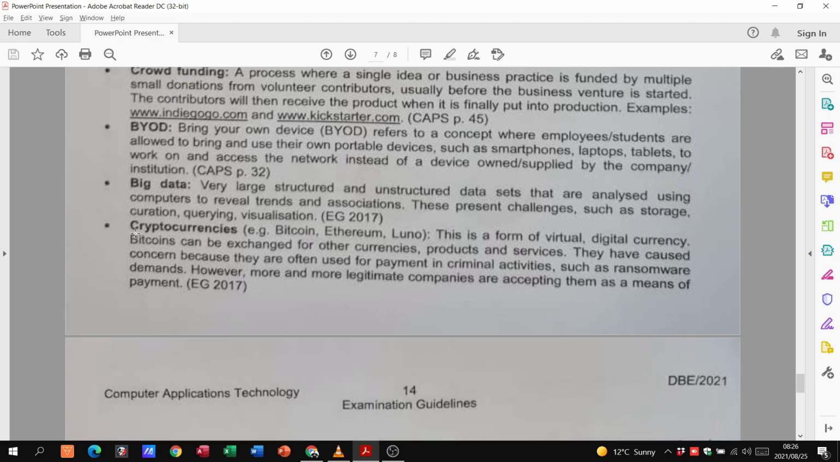You've got cryptocurrencies as well. This is something I touched on last year already in one of my videos. And we know cryptocurrencies are a form of virtual digital currency. Bitcoins can be exchanged for other cryptocurrencies or other currencies, products and services. They say here they've caused concern because they're often used for payment in criminal activities. Yes, it's fine, but so has cash. So I'm not going to go into that. However, more and more legitimate companies are accepting them as a means of payment.